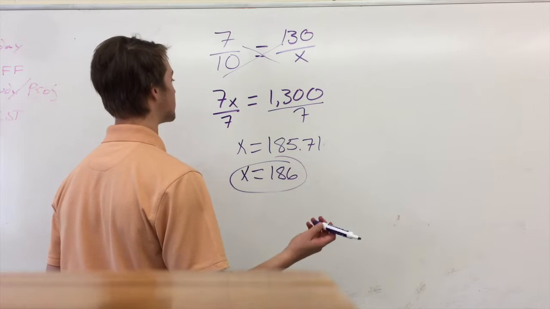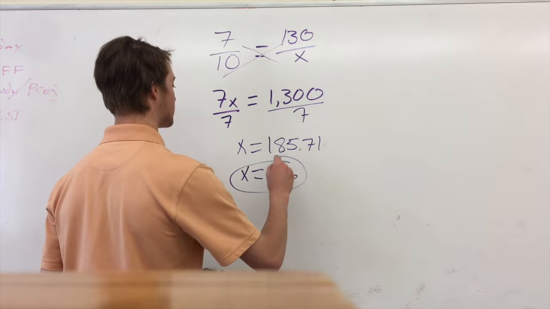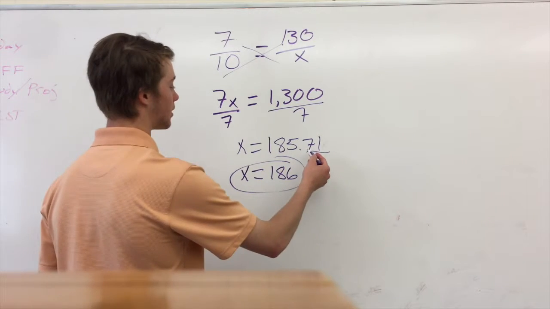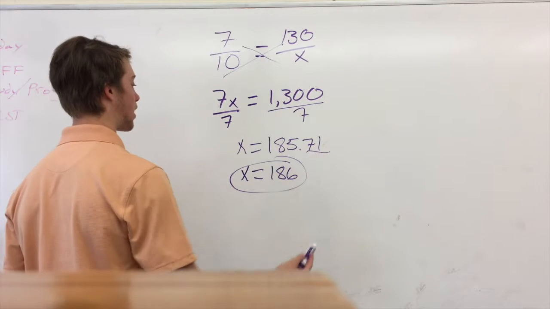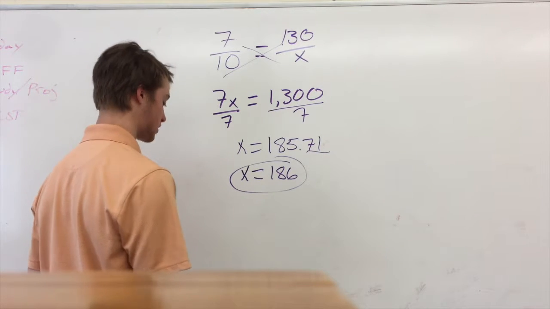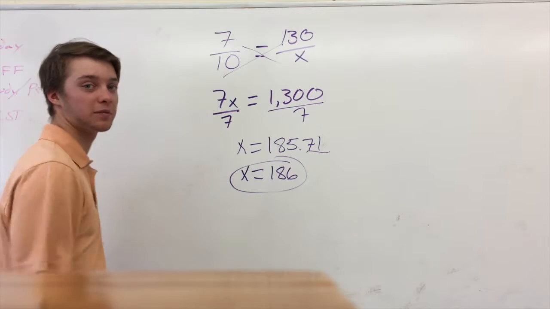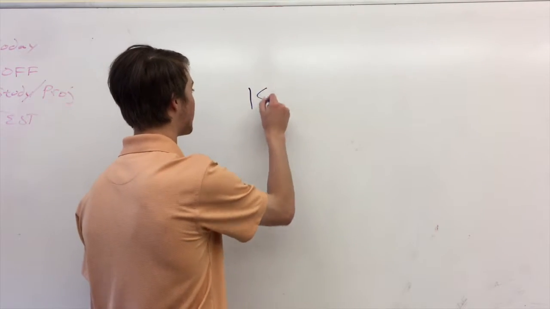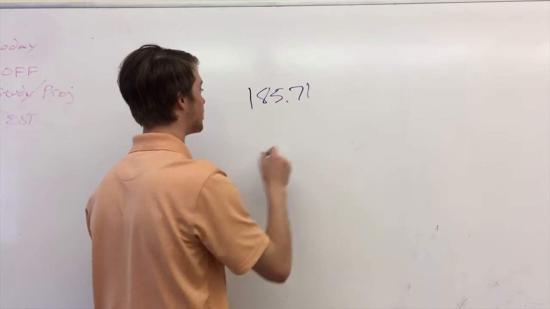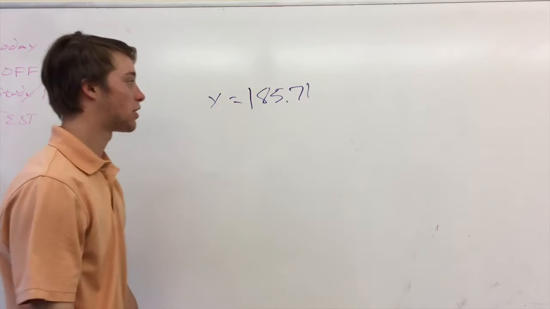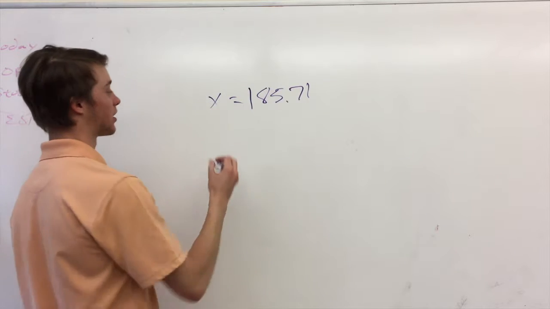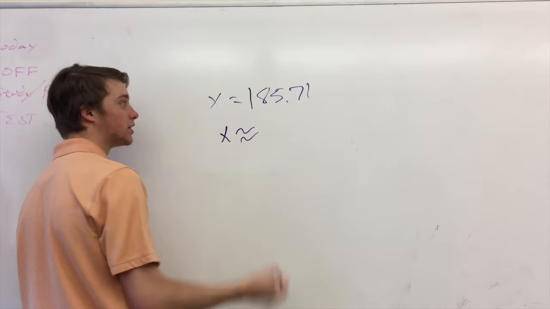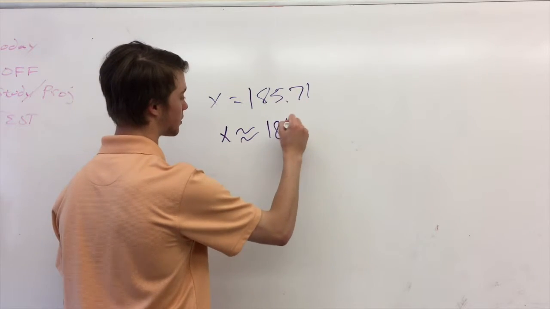So once again, rounding to the nearest dog, since it's 0.71, the tenths digit here is bigger than 5, so we round it up to 186 because that's the nearest dog. Okay, so when I went to the dogs, I got 185.71. So rounding to the nearest dog, I made one error. Your x is roughly, a little squiggly equal sign, 186.